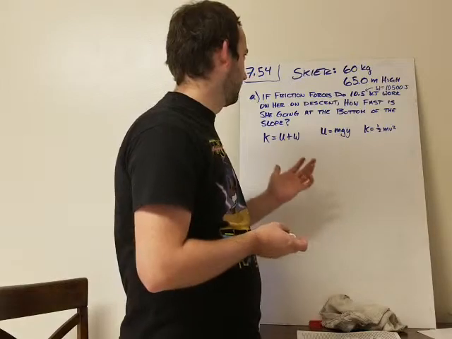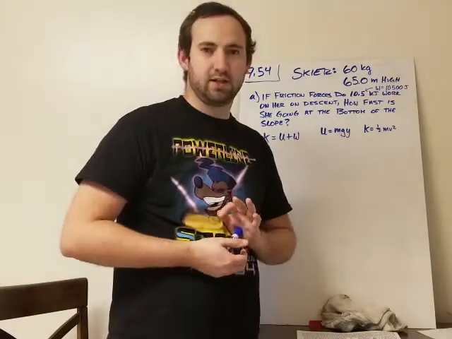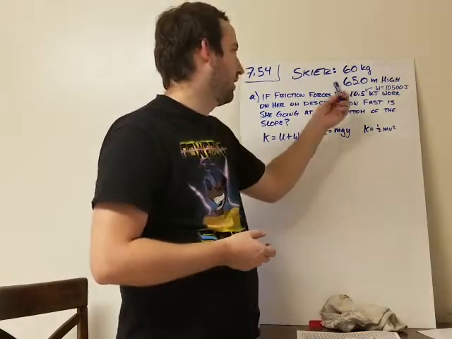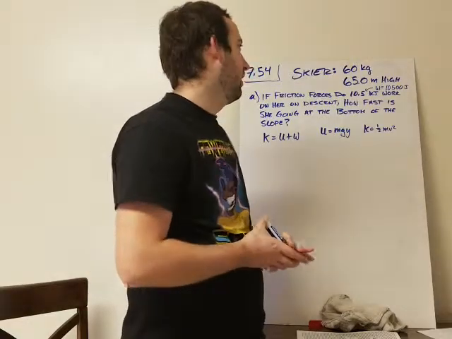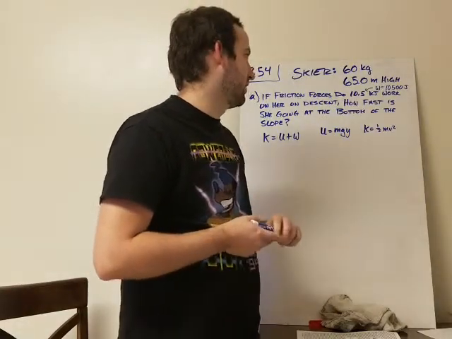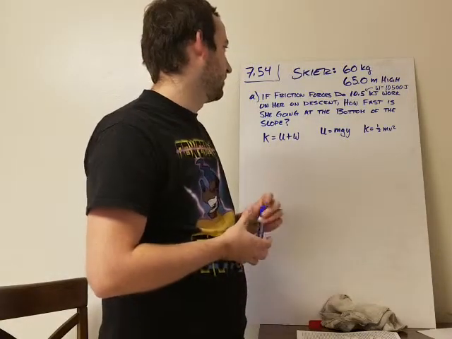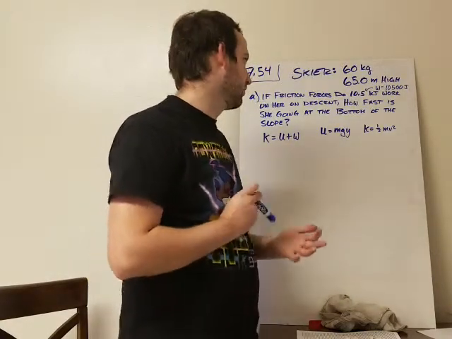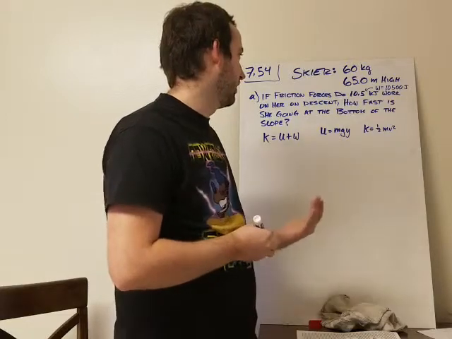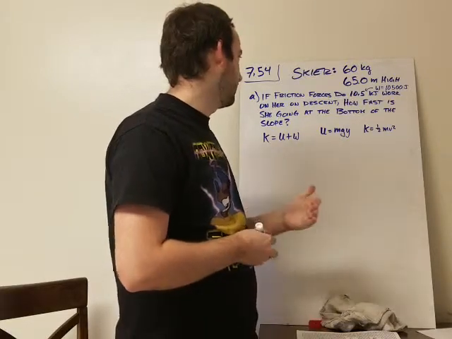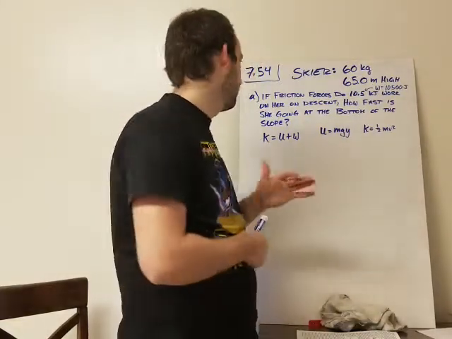This problem has to do with a skier who is 65 meters high on this ski slope, and the mass of the skier is 60 kilograms. In part A, it says if friction forces do 10.5 kilojoules of work on the skier as she descends, how fast is she going at the bottom of the hill?